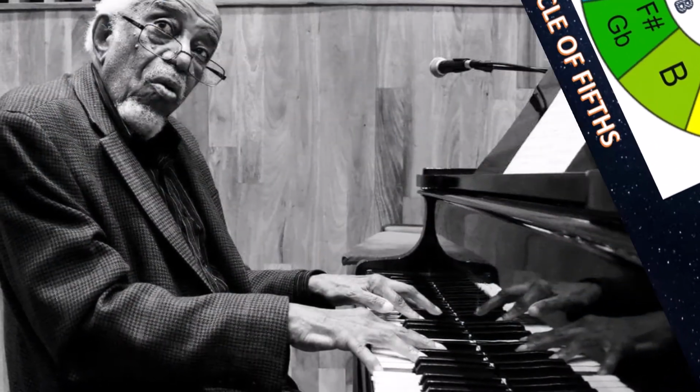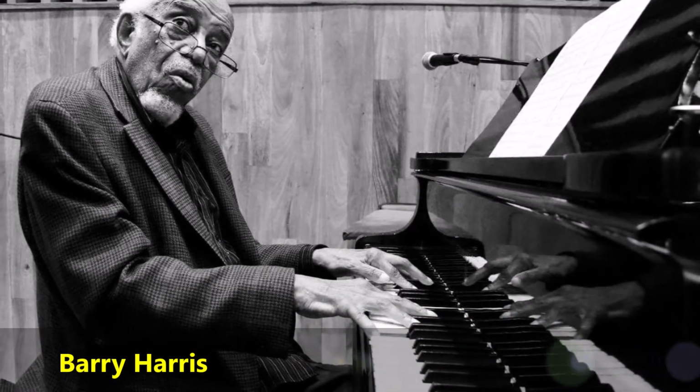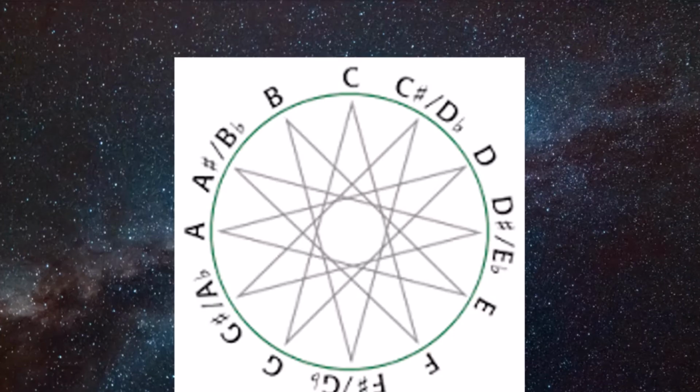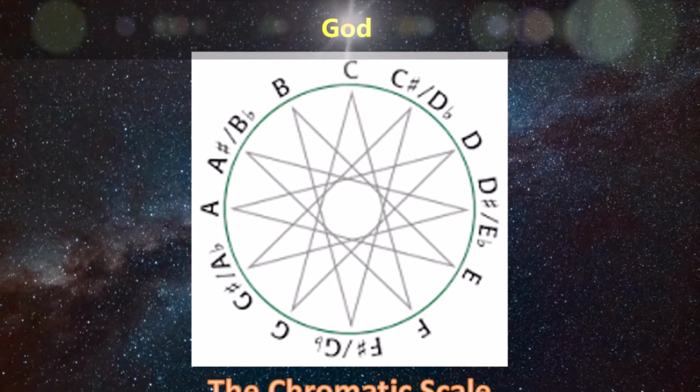To illustrate the point, I will use a metaphor I got from Barry Harris. Barry is another great genius, just like George Russell. He made his own contribution to music theory when he came up with his own theory, which he called the sixth diminished concept, and which works very well. In a metaphorical sense, Barry considers the chromatic scale to be God.